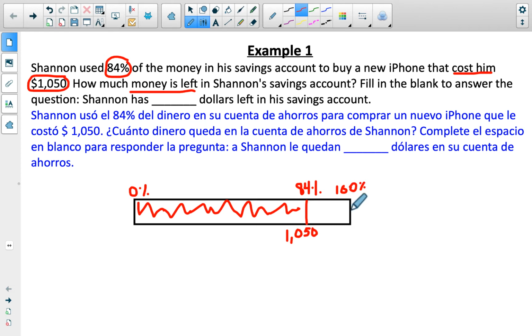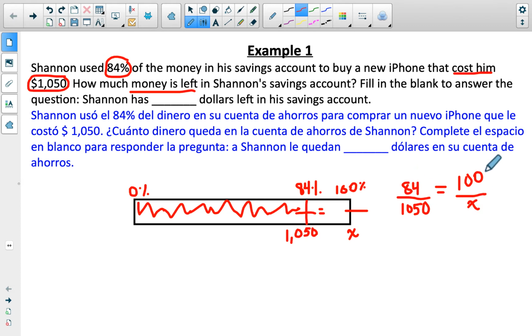We are trying to find the total or the original amount. The 100% always stands for the original amount. So our goal is basically to find this out. How much is left over? This 16%. Now, the benefit of using a bar diagram is it creates a proportion for you. Right here. So I'm going to write this neater on this side. You have 84% over 1,050 equals 100% over x, which is what we don't know.